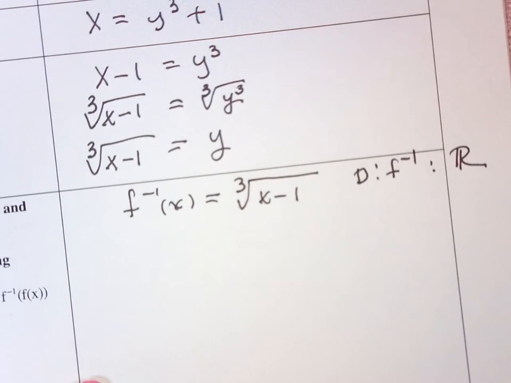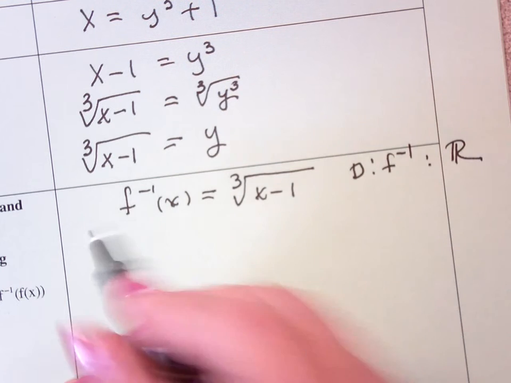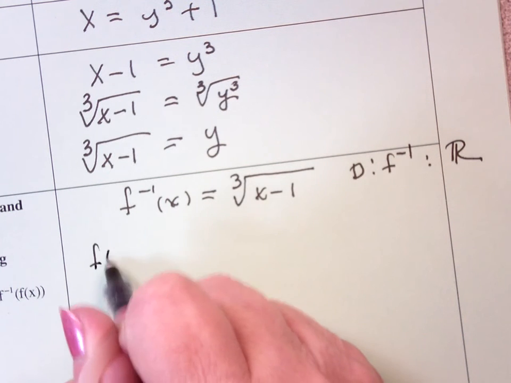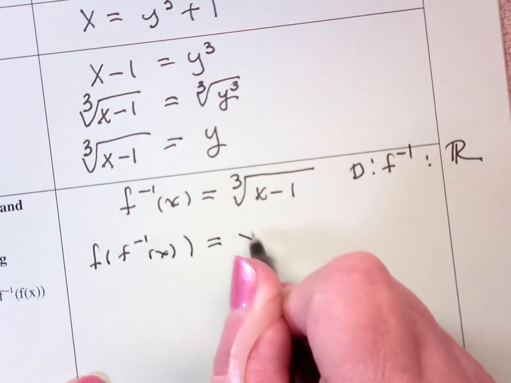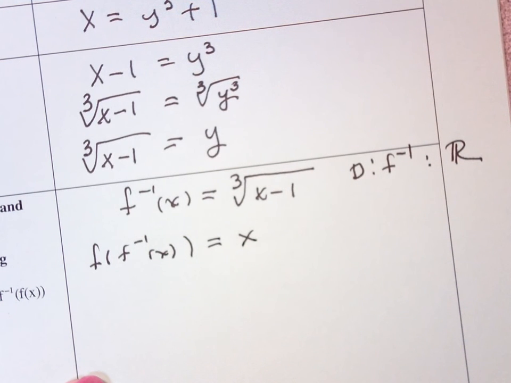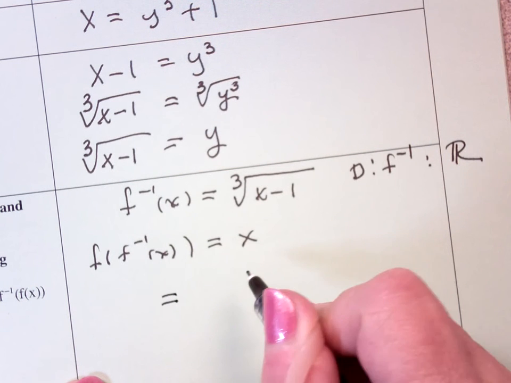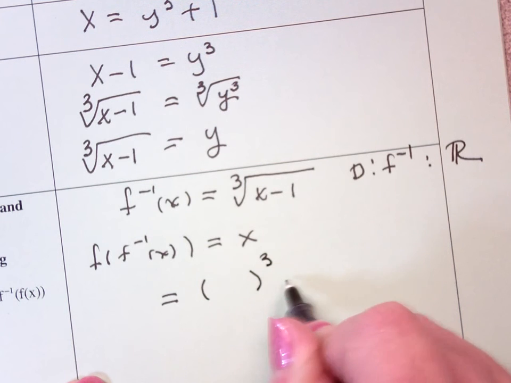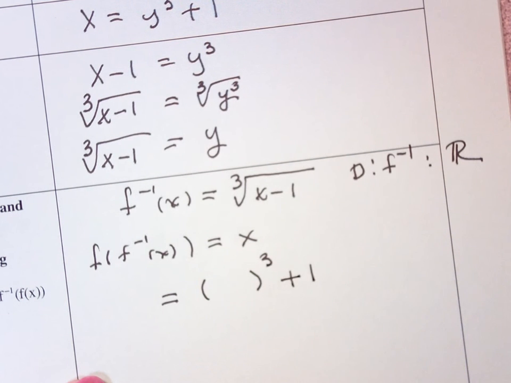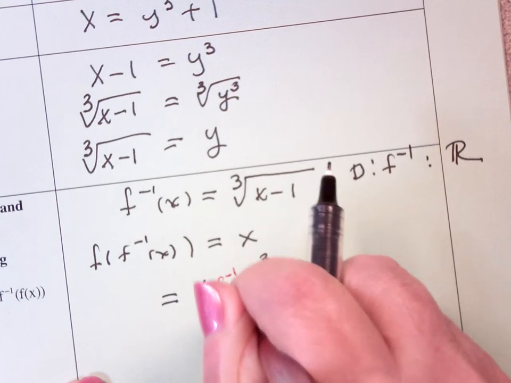Now verify. I only pick one. I'm going to go ahead and just do f of f inverse. So verify f of f inverse of x. I need to have it equal x. That says I've got the right guy. So in the function f, which is x cubed plus 1, I have x cubed plus 1. Wherever I have an x, I'm going to put the inverse function.